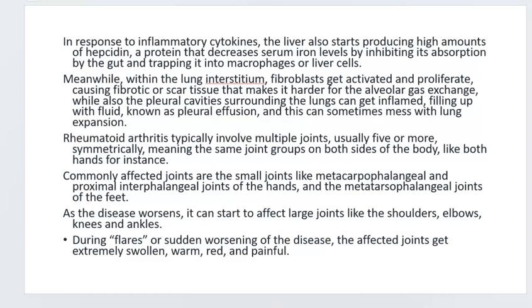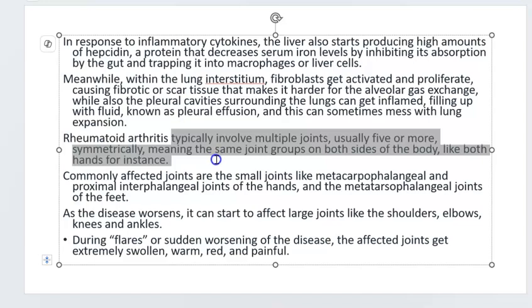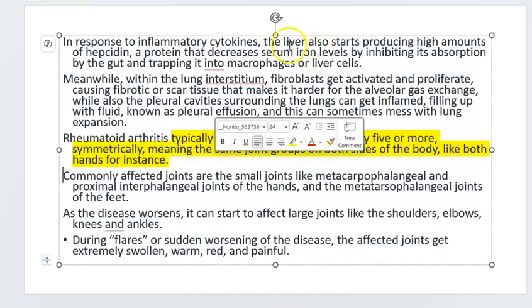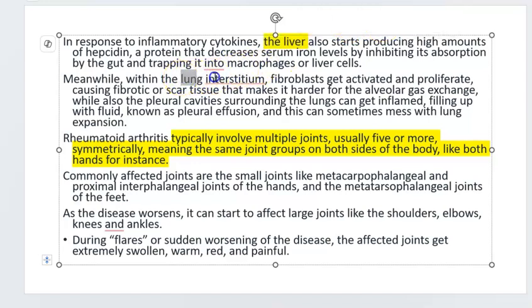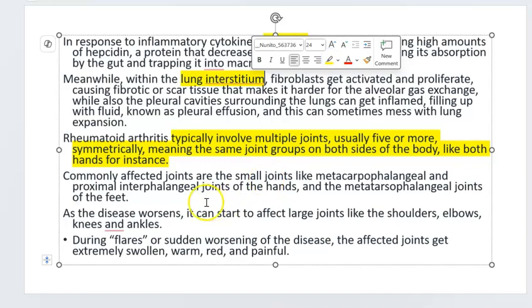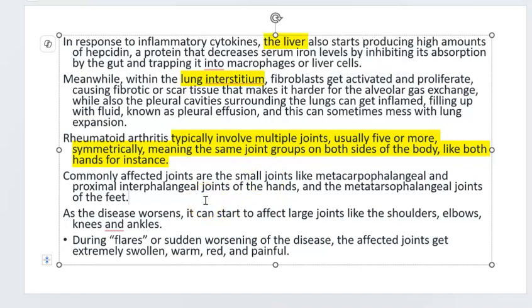mess with lung expansion. Rheumatoid arthritis typically involves multiple joints, okay? Five or more, symmetrically, meaning the same joint groups on both sides, typically will happen. Not always, but typically. So we have activity changing in the liver. We have activity changing in the lung interstitium because of this autoimmune process. Common affected joints we know are the hands and the feet, right, and the elbows. As the disease worsens, it can affect large joints, also like your shoulders, elbows, knees, and ankles.